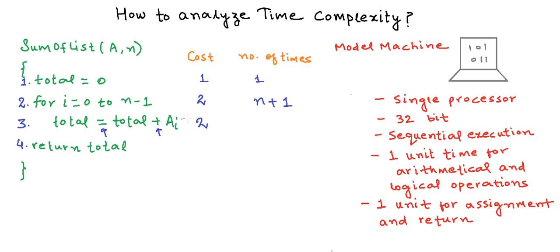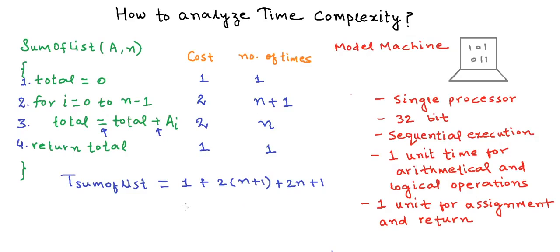So this executes n times, and the last line is a simple return which executes once and has a cost of 1. So the total cost, let's say, is T sum of list is equal to 1 plus 2 into n plus 1 plus 2 into n plus 1, and this eventually evaluates to 4n plus 4.